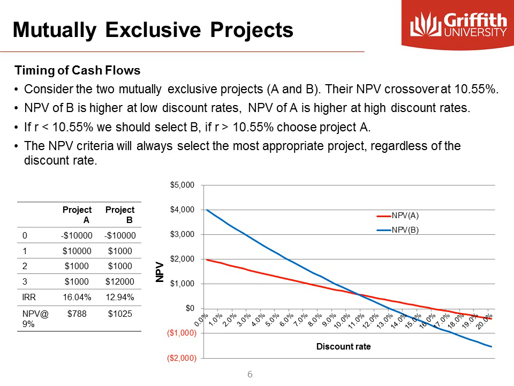Note that the NPV profile of B is steeper than the NPV profile of A, meaning that the NPV of B is more sensitive to the discount rate than A. The NPV criteria will always select the most appropriate project regardless of the discount rate.